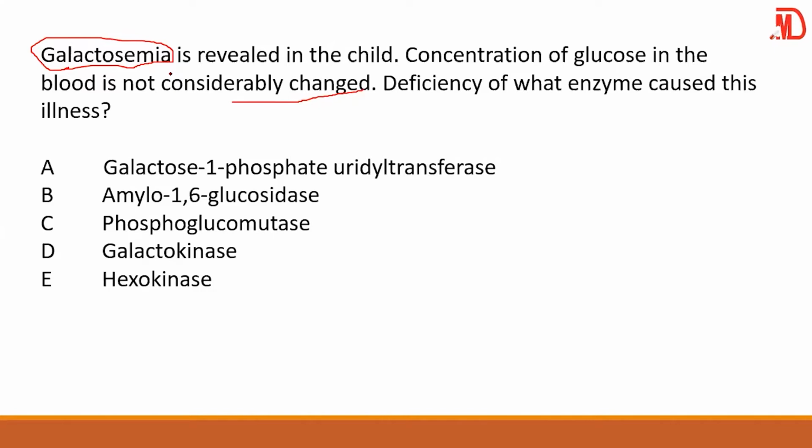And usually the enzyme that is involved in its metabolism or in its pathway is the galactose 1 phosphate uridyltransferase. So this is the enzyme that is involved in the metabolism of galactose. So when this enzyme is deficient, usually it can be through childhood or it can be congenital. So when it happens like that, it means this patient cannot metabolize galactose. So here we are thinking of A as our likely answer.